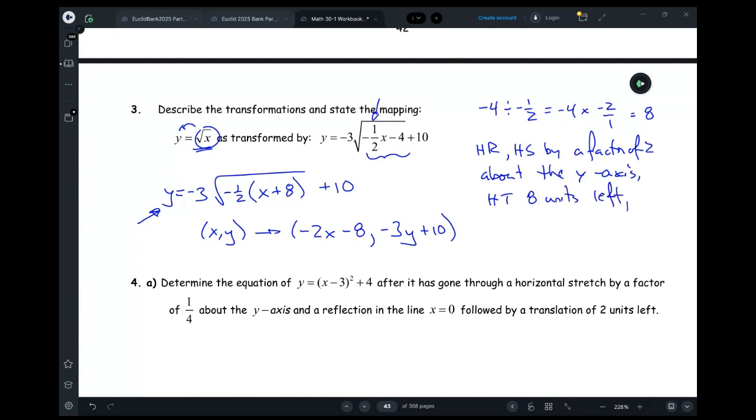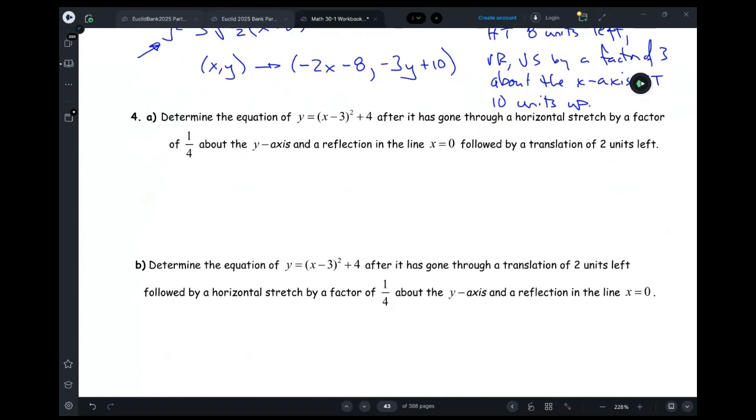Okay. We are seeing a vertical reflection, a vertical stretch by a factor of 3 about the x-axis, and a vertical translation 10 units up. Okay, next. This one right here.